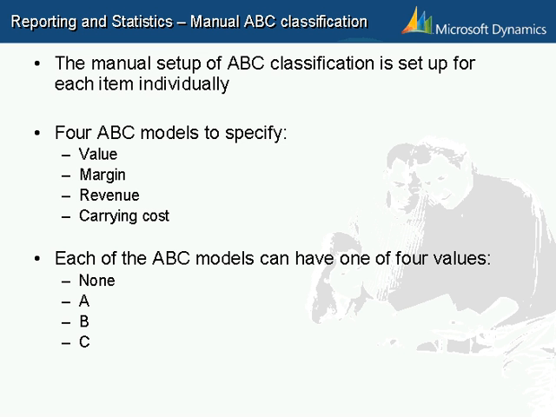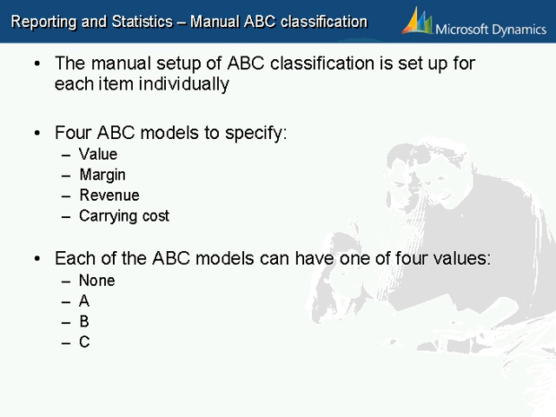For example, if A is specified in this field, the selected item is categorized as an A item that makes up 20% of the total inventory and accounts for 80% of the total marginal income. Revenue: specify the ABC code for sales. For example, if A is specified in this field, the selected item is categorized as an A item that makes up 20% of the total inventory and accounts for 80% of the company's total revenue.